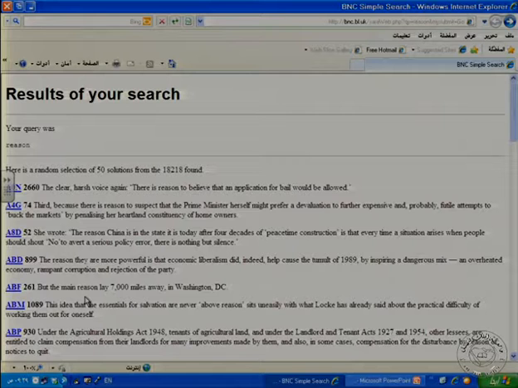So the word main collocates with the word reason. Main always comes with the word reason, the main reason. This idea that the essentials for salvation are never above reason. Here, reason means something else, a different sense, a different meaning.